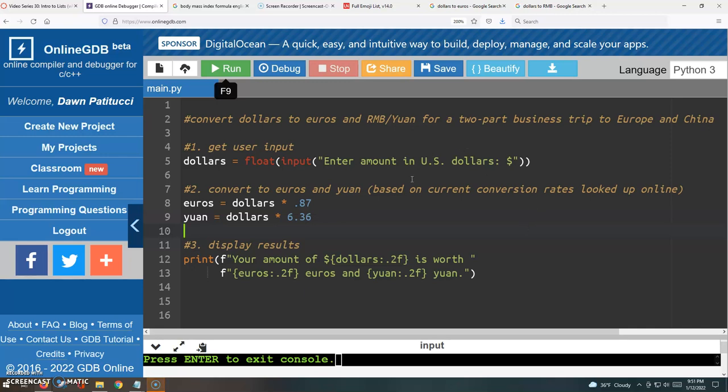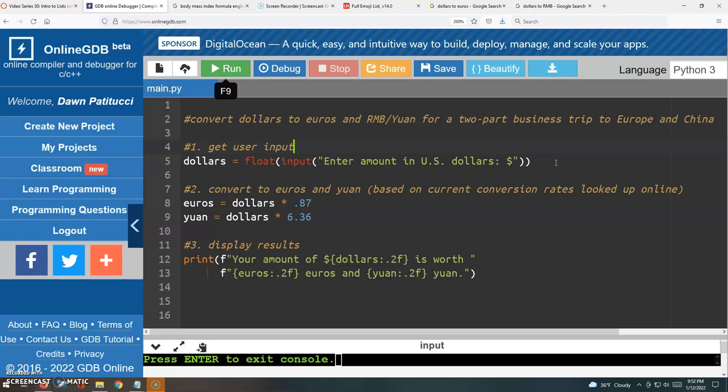Okay, one more quick program for some extra practice and reinforcement. This one is a money converter. So let's say I'm taking a business trip. I'm going to start in Europe and then I'm going to move on to China. Let's say I have worked for a big international corporation and we have presence in both of those areas of the world. So I want to enter an amount in US dollars.